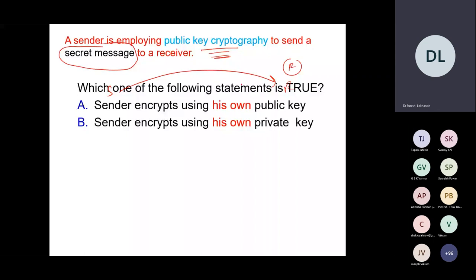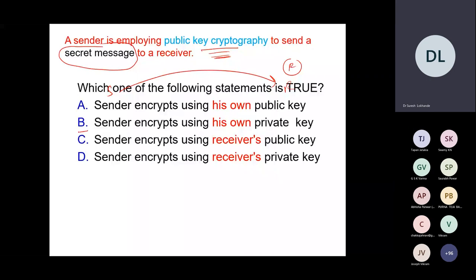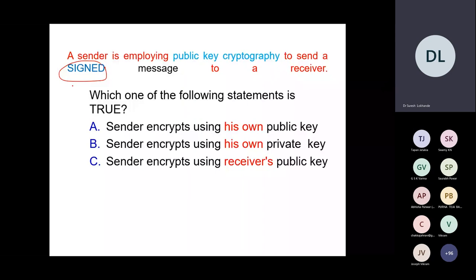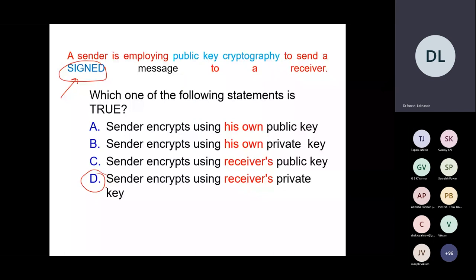But remember, when you talk about digital signature, a signed message, the sender has to use his own private key. That part you have to remember. Sender has to use his own private key. If the sender uses his own private key, then it will become signed.